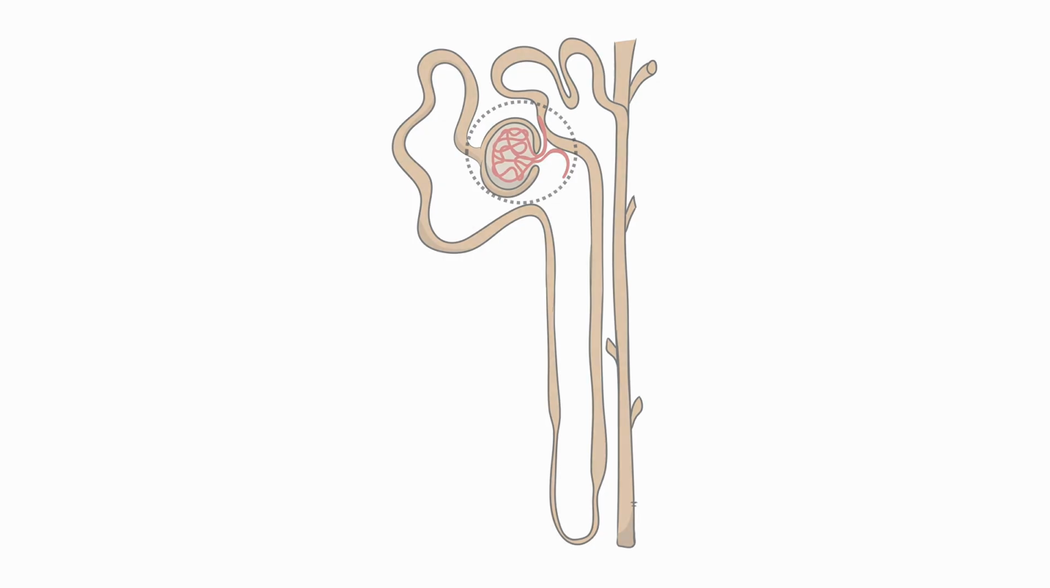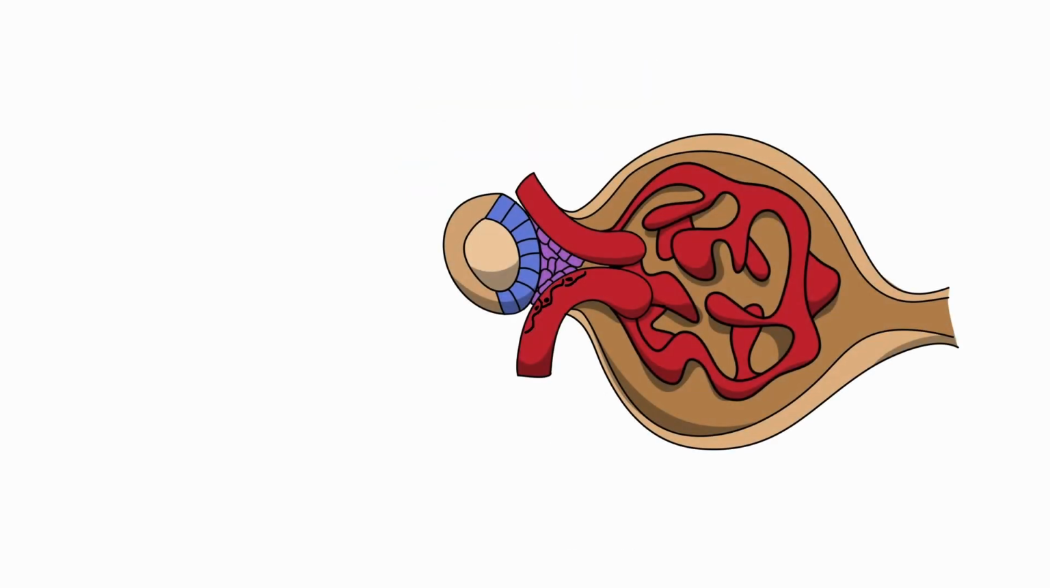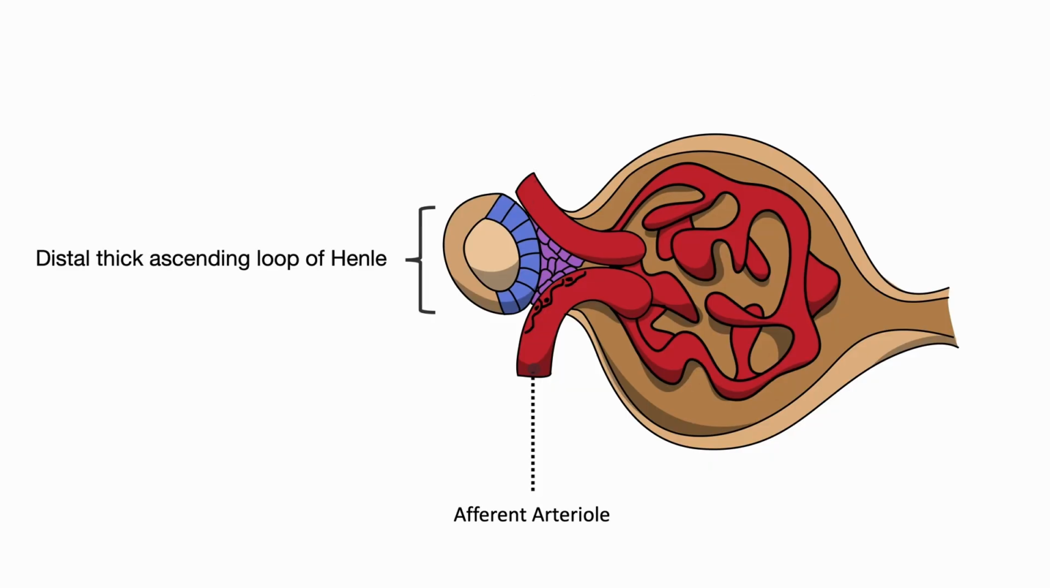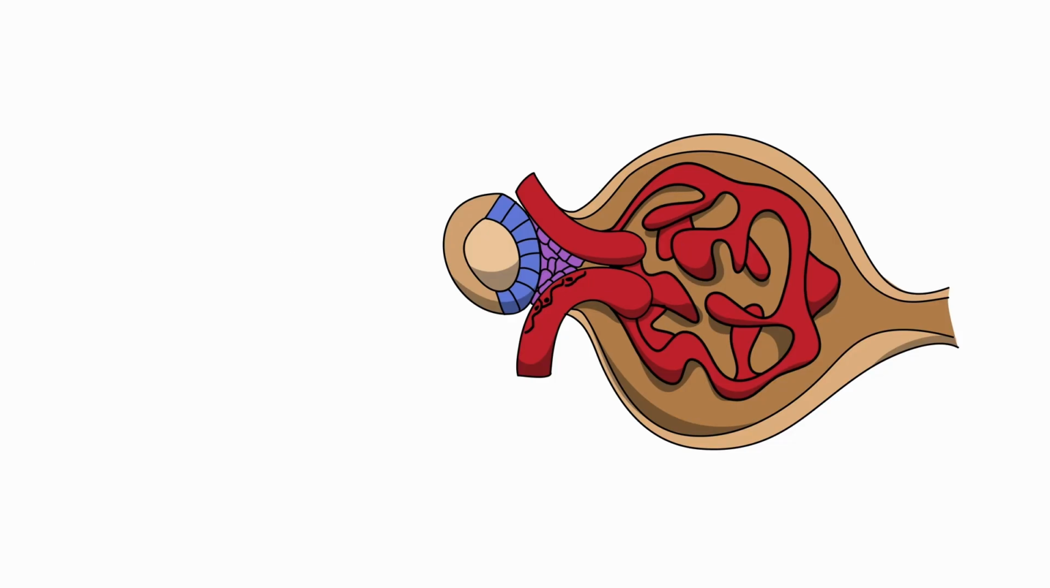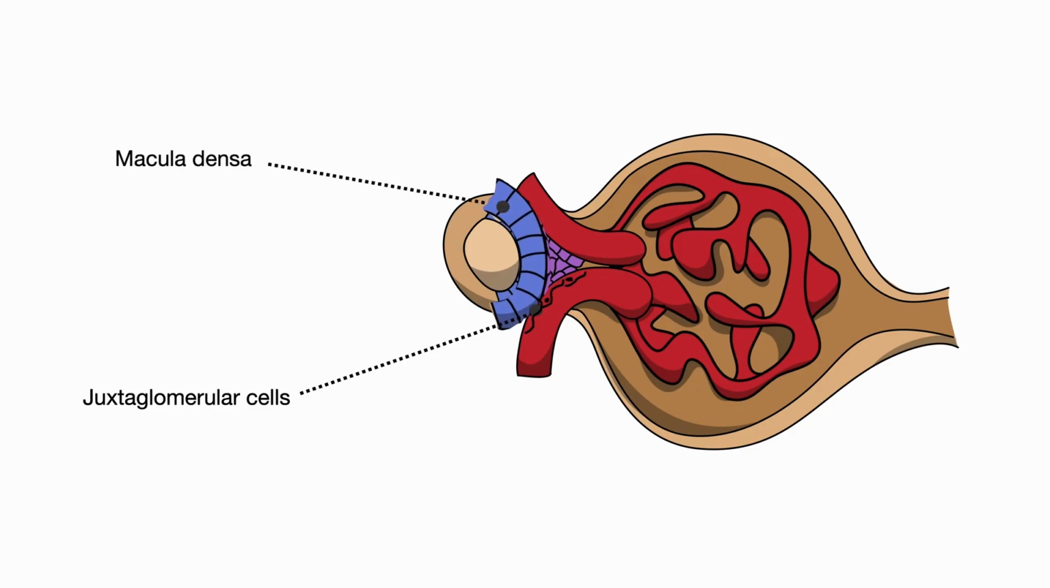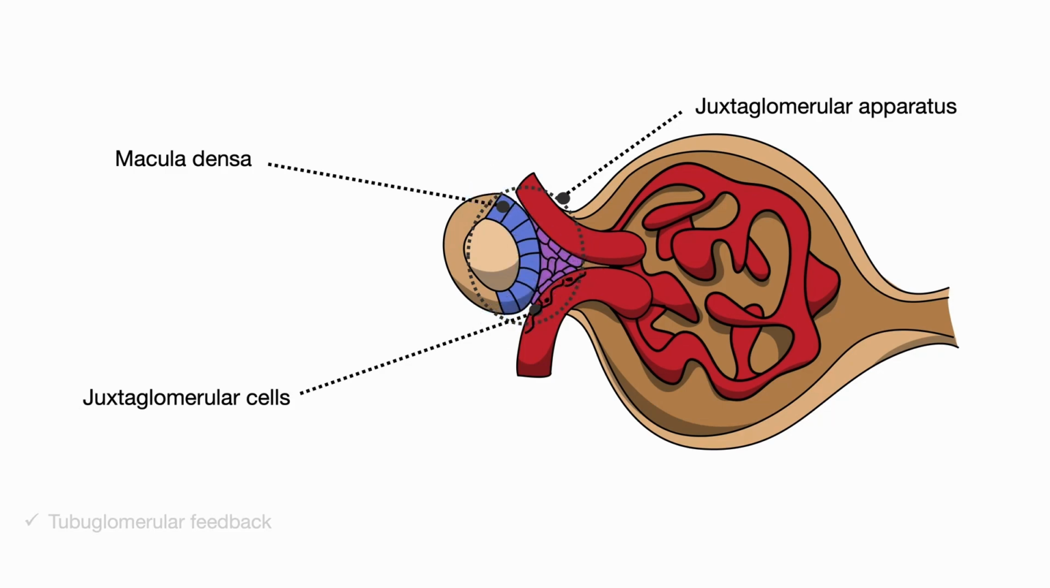Let's zoom in. Here, we can see the afferent arteriole and distal thick ascending loop of Henle in cross-section. The afferent arteriole has modified smooth muscle cells called juxtaglomerular cells, and the distal thick ascending loop of Henle has specialized cells within a region termed the macula densa. Together, these cells interact and are called the juxtaglomerular apparatus, a system that is instrumental in tubular glomerular feedback and the renin-angiotensin-aldosterone system, which we will discuss later.